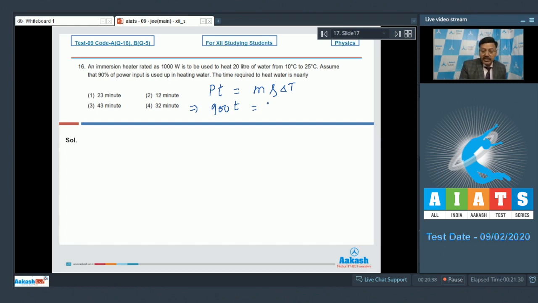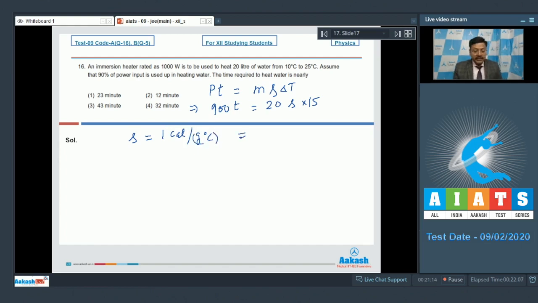So this is 20. What about specific heat? Well, I'll come to specific heat a little later. Right now delta T is 25 minus 10 or 15 degrees C. So let's put it here as 15. Now let's look at the specific heat of water. Well, specific heat of water, one value we remember very easily is it's 1 calorie per gram per degree Celsius.